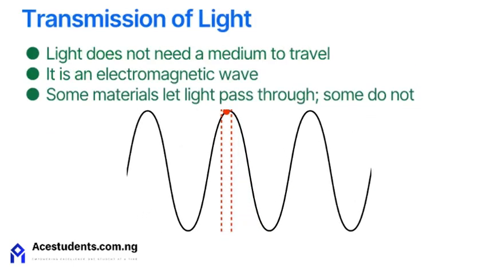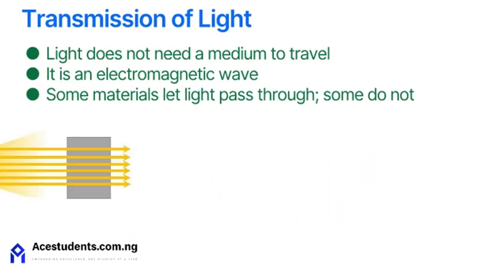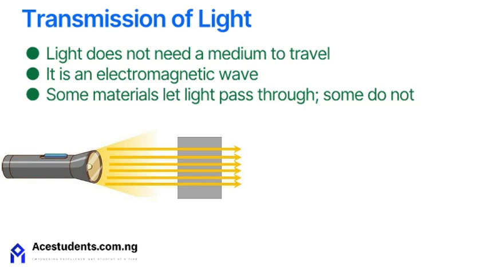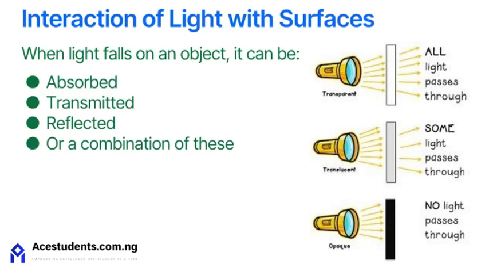Light is an electromagnetic wave. It does not require any medium to travel. Different materials behave differently with light. Some allow it to pass through, while others block it. When light strikes a surface, it can be absorbed, transmitted, or reflected. Sometimes, all three may happen at the same time.